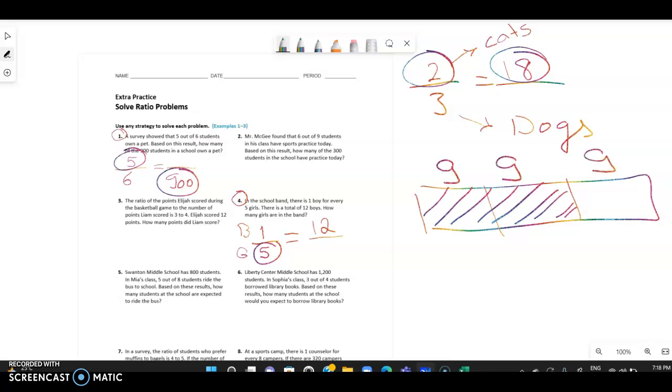So if I want to know the value of the 3 parts, then it's 9 multiplied by 3, or 9 plus 9 plus 9 equals 27. And that's it.